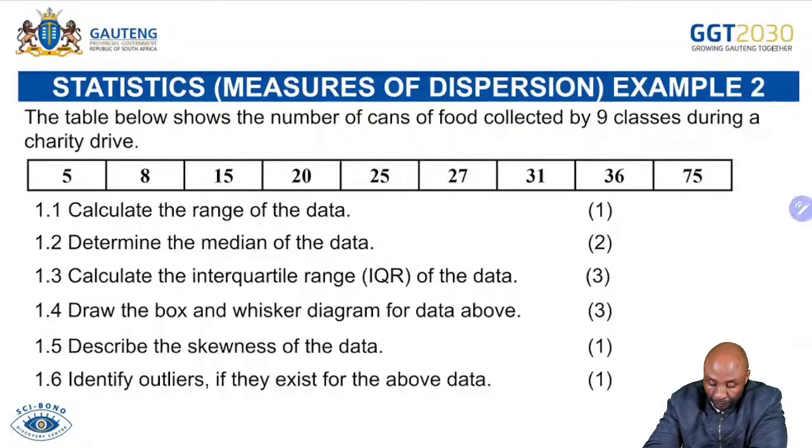We move on. Now, this is supposed to be an example, but I want us to do it. It's our work. We have done this, and I will give you 6 minutes to answer 1.1 up to 1.6.